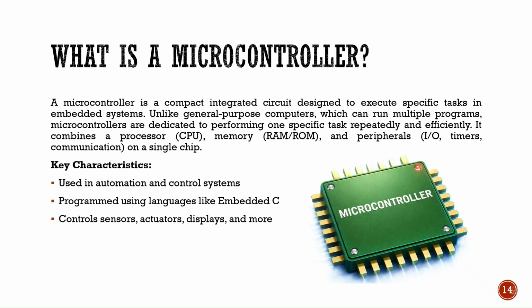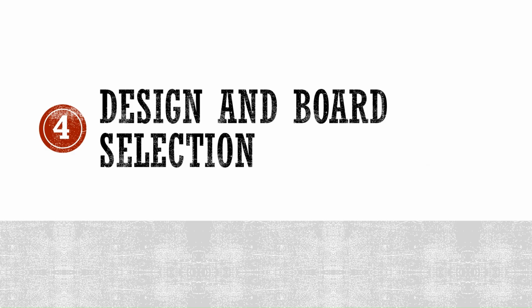Key characteristics include used in automation and control systems, programmed using languages like embedded C, controls sensors, actuators, displays, and more. Design and board selection.